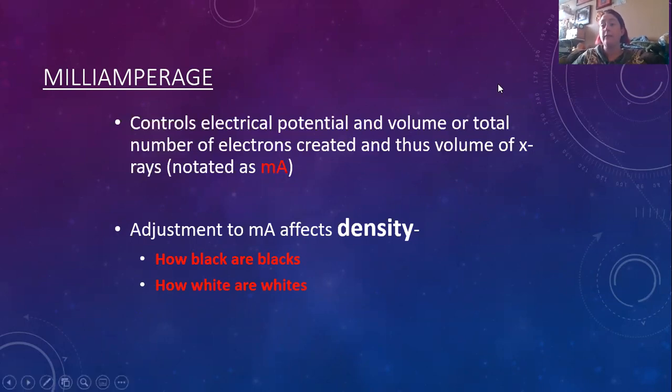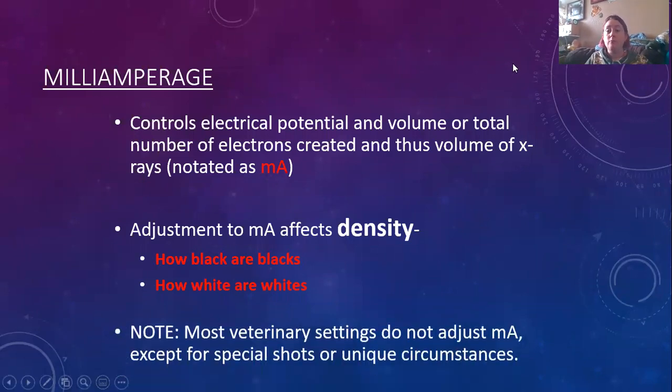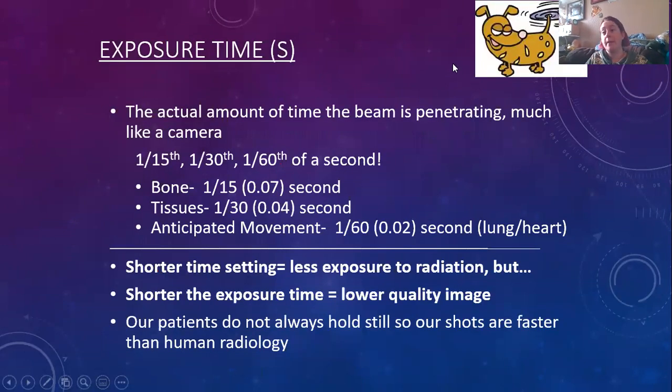Are we seeing a lot of gray, or are we seeing a better quality of the image based on how many electrons we send across? So most clinics don't adjust MA. We're going to adjust MAS.